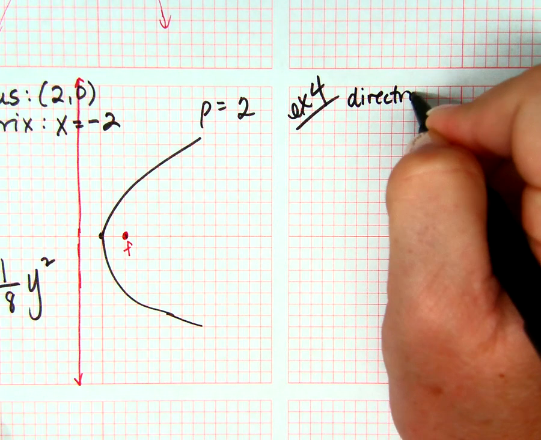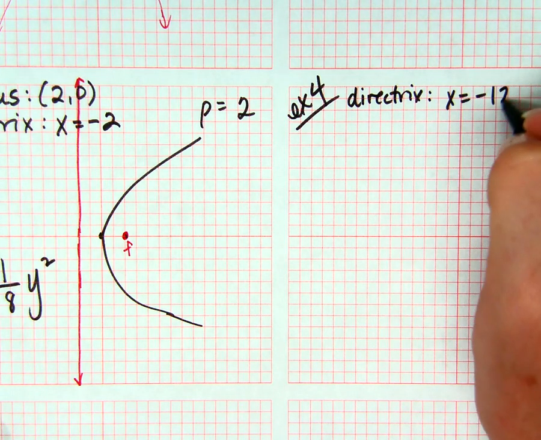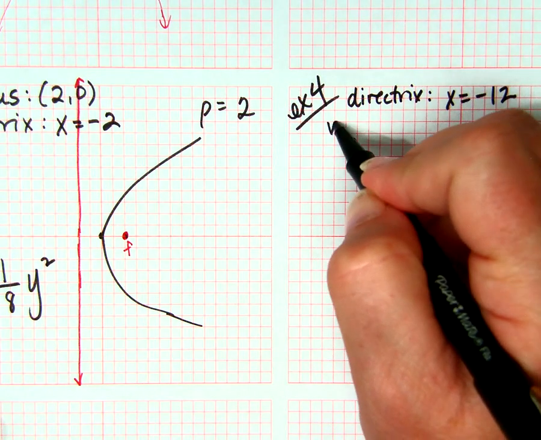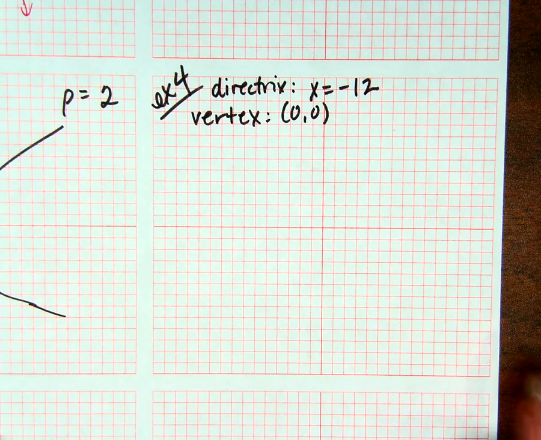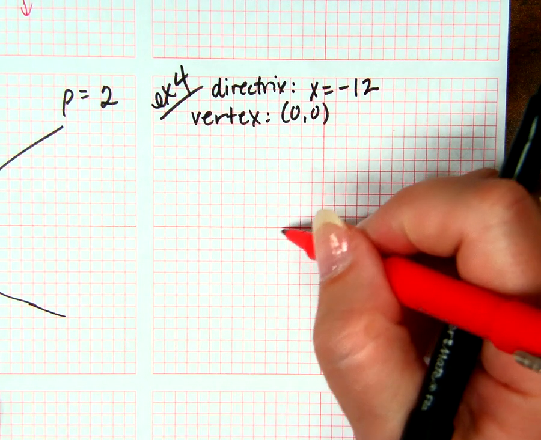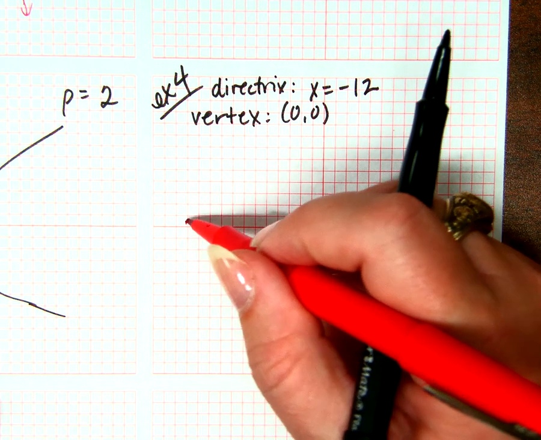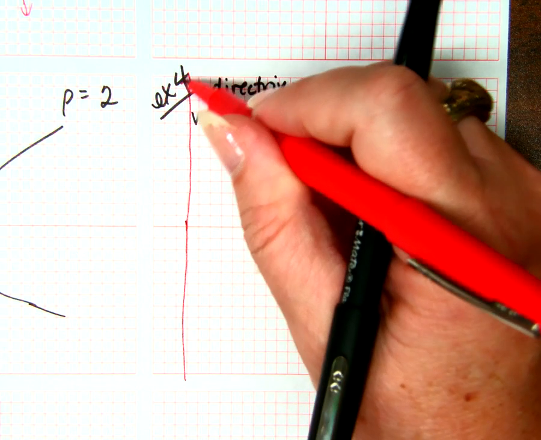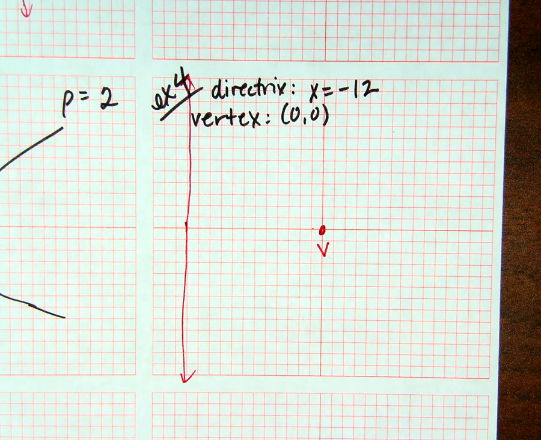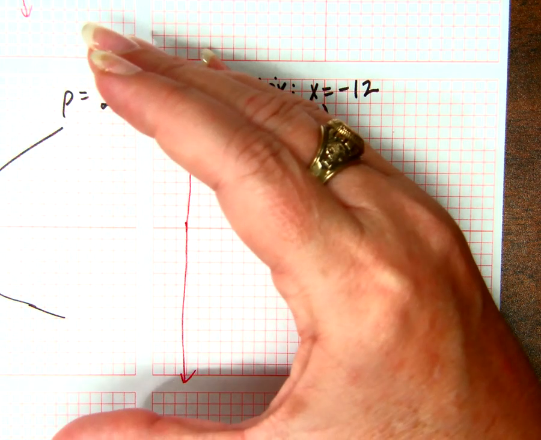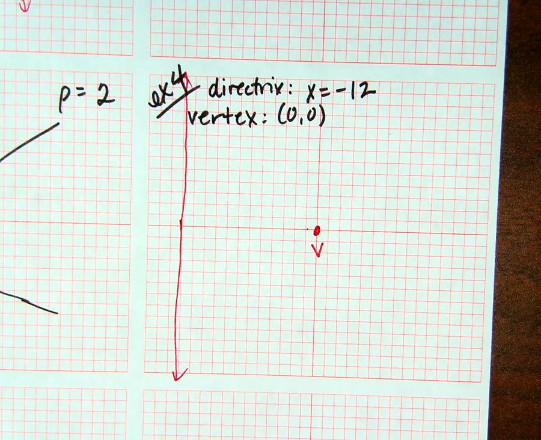Directrix: x equals negative 12. Vertex is at the origin. Which way does it open? Somebody who hasn't talked yet, which way does it open? Does it open toward the vertex, or does it open away from the vertex? So which way does it open? To the right.